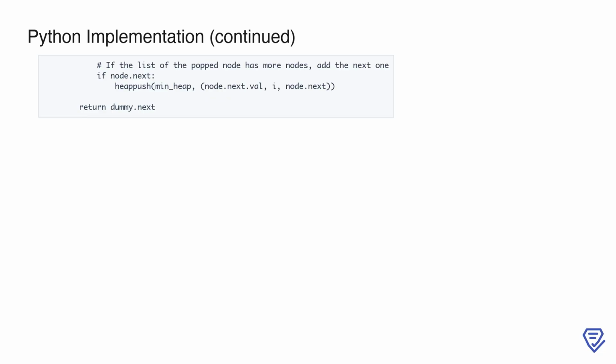Finally, we return dummy.next as the head of the merged list. This implementation efficiently merges the k-sorted linked lists by leveraging the min heap to repeatedly extract and process the smallest node at each step. The heap ensures that we perform these operations in logarithmic time relative to the number of lists, making the solution both elegant and optimal.